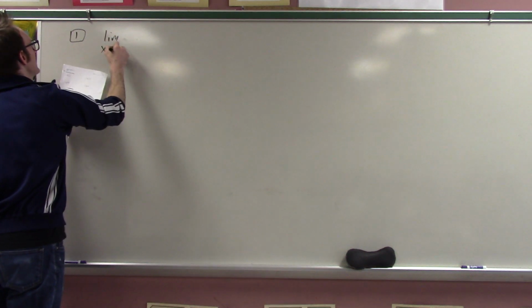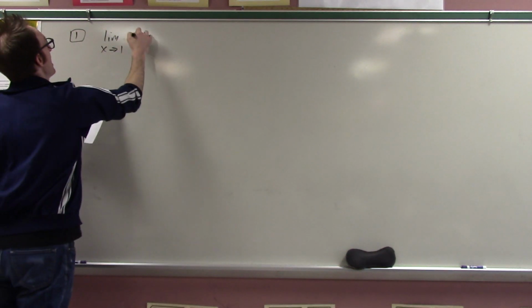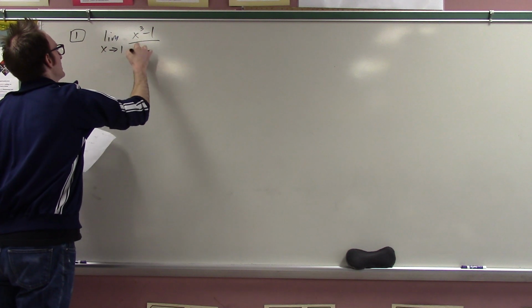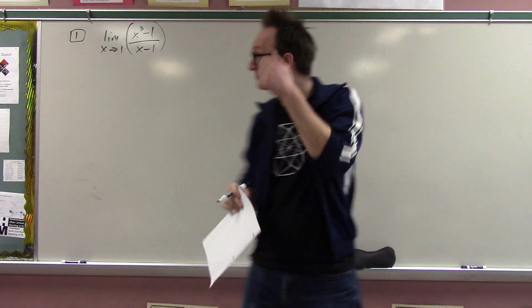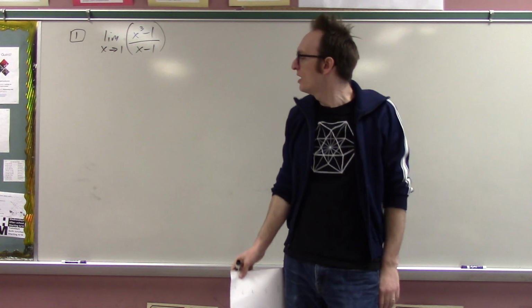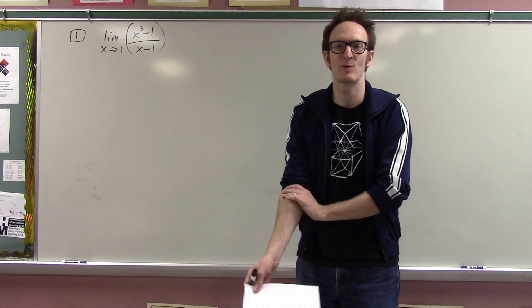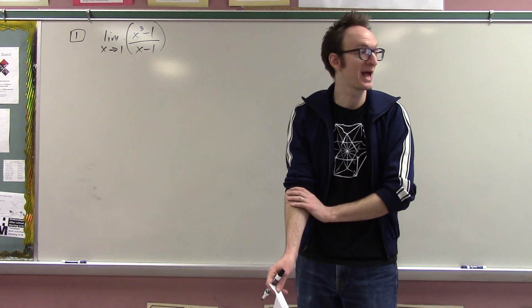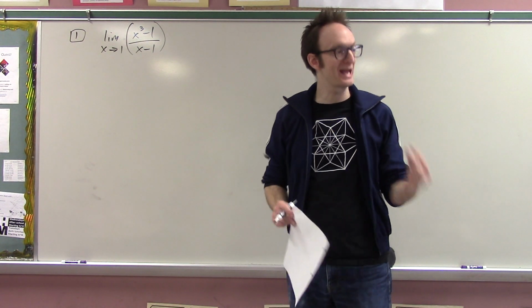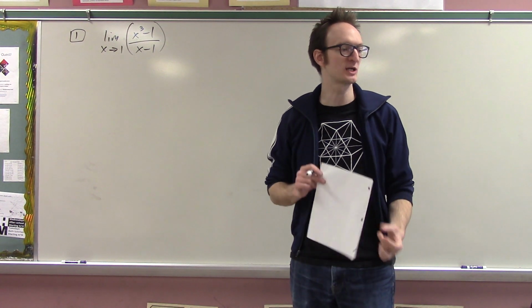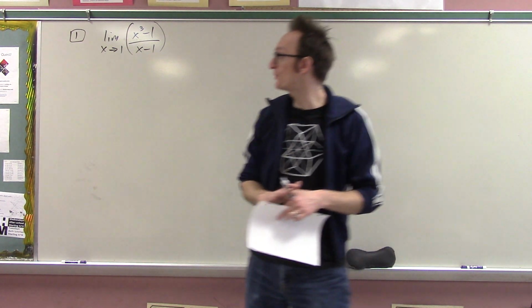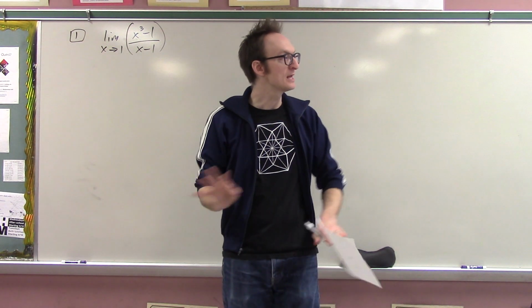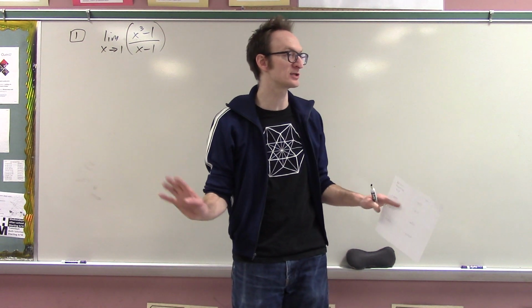We want to take the limit as x approaches 1 of (x cubed minus 1) over (x minus 1). Okay, so let's just imagine we're seeing this problem for the first time ever right now. What kinds of observations can we make? Well, as we discussed yesterday, we are interested in what this function is doing near x equals 1. What this function is doing at x equals 1 is not part of our concern.